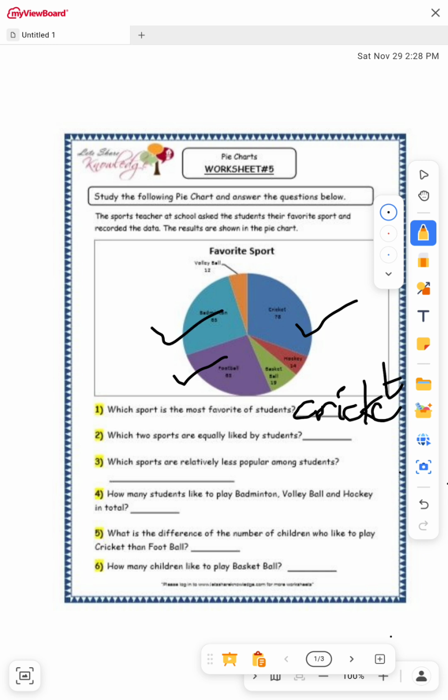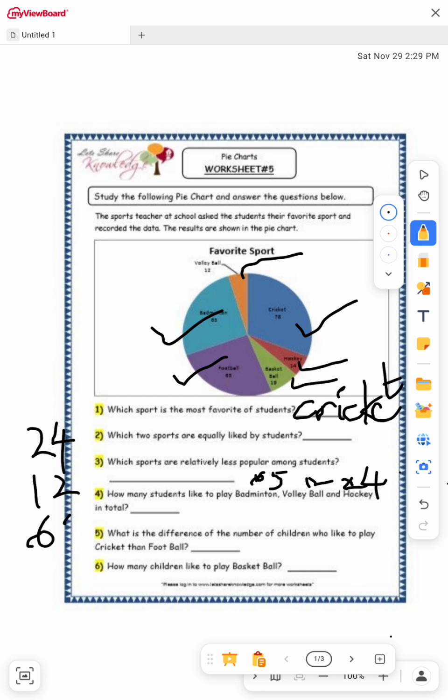We don't have much space, I won't be writing over here. Which sports are relatively less popular among students? Basketball, hockey, and volleyball are less popular amongst the students. How many students like to play badminton, volleyball, and hockey in total? Badminton: 65. Volleyball: 12. Hockey: 24. So 24 plus 12 plus 65.